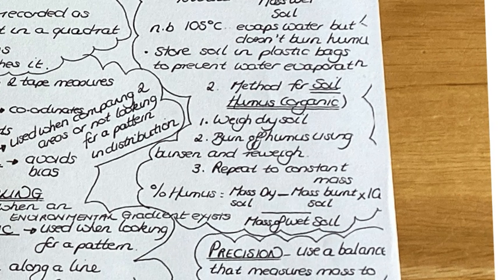So to work out the percentage humus, then it is the mass of the dry soil that you started with, and then you take away the final mass of the burnt soil, and you put that over the mass of the wet soil, and then you multiply by 100.